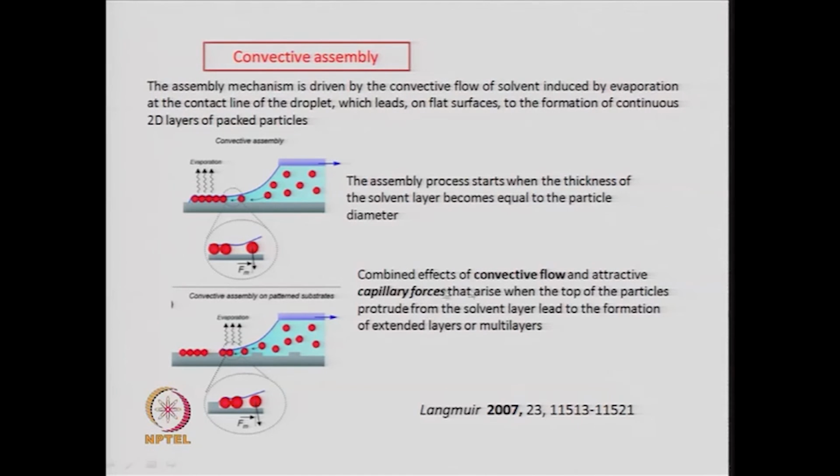So, consider the combination of convective assembly on a patterned surface. This surface is not patterned. In this case, the surface is patterned. So, somewhere you see you have some protrusion and somewhere there is a depth. Particles are sticking into these depths, and that can happen due to combined effects of convective flow and attractive capillary forces, because the top of the particles may protrude from the solvent layer.